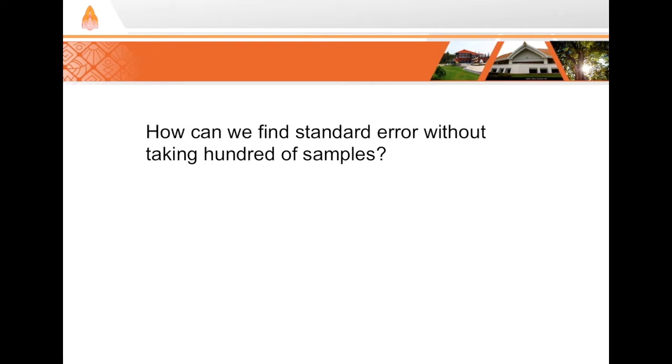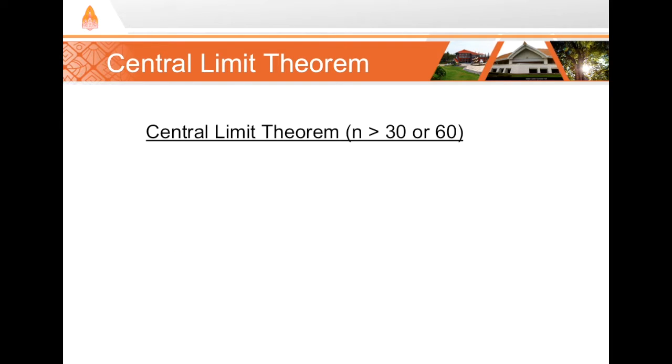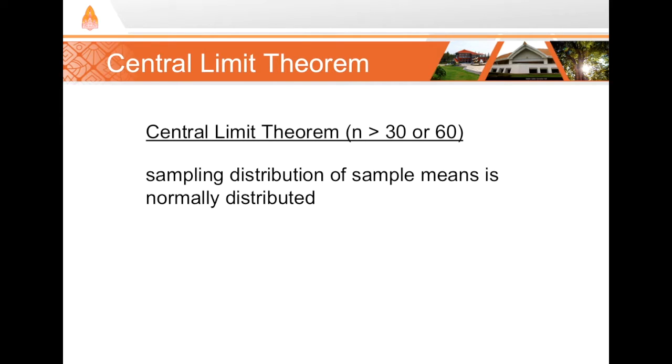Well, some enterprising statisticians discovered what we call the Central Limit Theorem. It tells us that as long as the sample size is larger than 30 or 60, the sampling distribution is normally distributed. It also tells us that the mean of our sample means is equal to the mean of the population. And it tells us that the standard deviation of the sample means, or the standard error, is equal to the population standard deviation divided by the square root of our sample size, which in the example I gave you was 20.